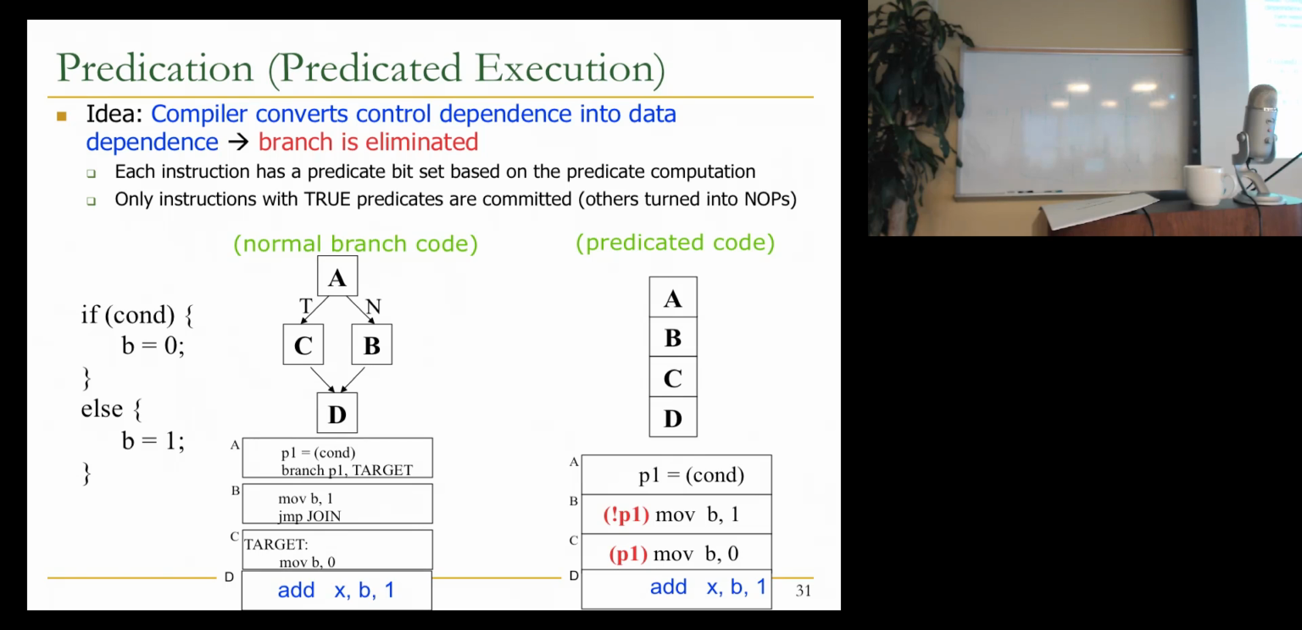And until the branches resolve, you do not know which version of B you will take. What you've done is you've converted the control flow dependence into data dependence, and everything that's dependent on that path now cannot be executed until the branch is evaluated. Does that make sense? Yes?